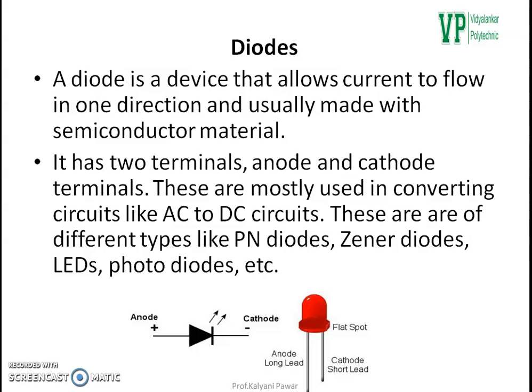Diode. A diode is a device that allows the current to flow in one direction and is usually made with semiconductor material. It has two terminals, namely anode and cathode. These are mostly used in converting circuits like AC to DC, and these are of different types like PN junction diodes, Zener diode, LEDs, photodiodes, etc. Figure shows the symbol of a diode.